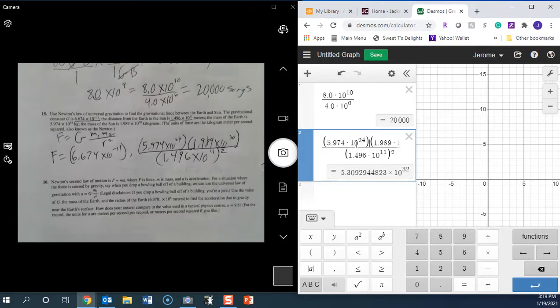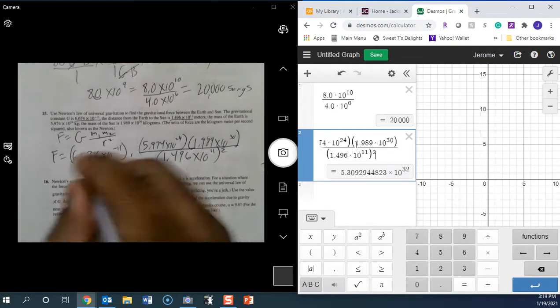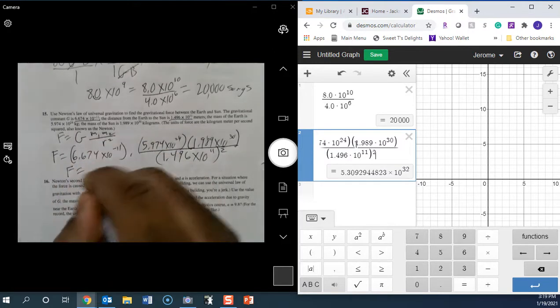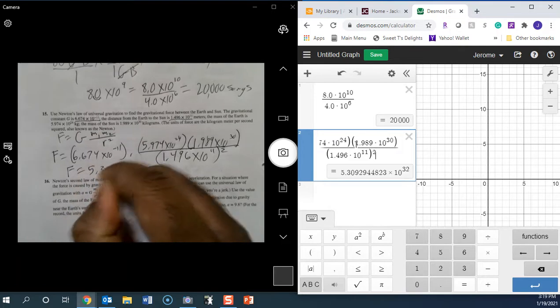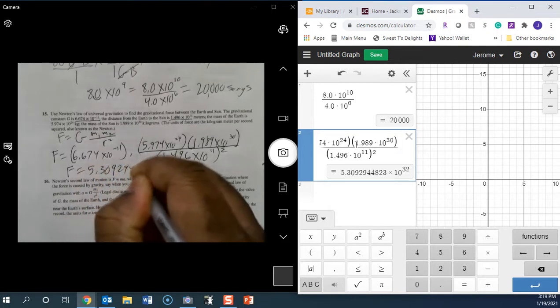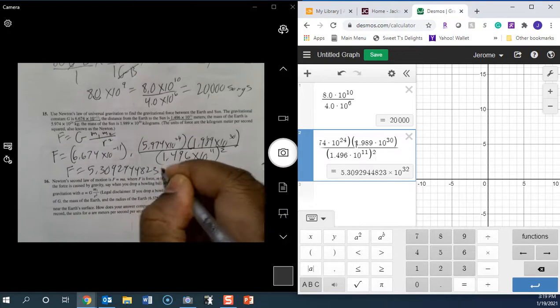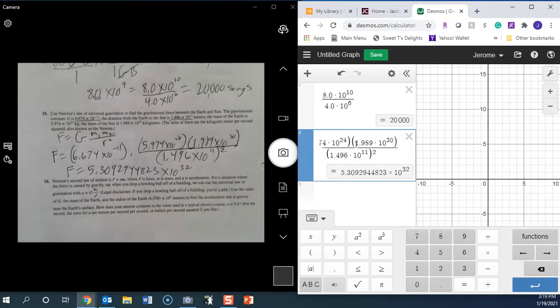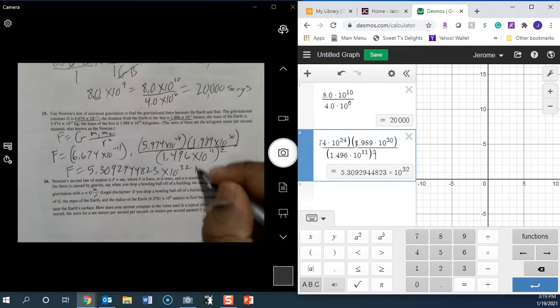All right, 1.989 times 10 to the 30th power over 1.496 times 10 to the 11th squared. Okay, so our final answer for our force would be 5.3092944823 times 10 to the 32nd power. And this would be newtons.